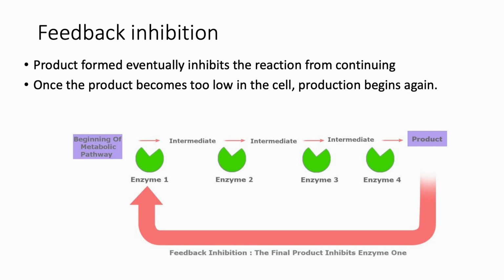In feedback inhibition, the product eventually inhibits the reaction from continuing. Once the product becomes too low in the cell, production will begin again.